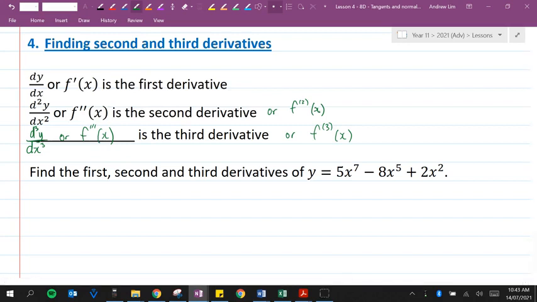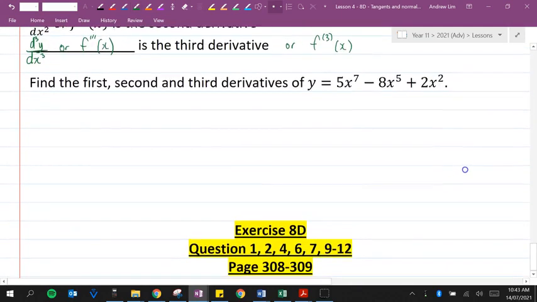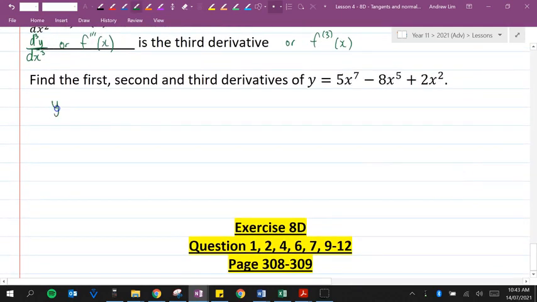All right, so we're going to find the first, second, and third derivatives of the function y equals 5x to the power 7 minus 8x to the power 5 plus 2x squared. So y dash, actually let's use dy/dx. dy/dx is equal to 35x to the power 6 minus 40x to the power 4 plus 4x. That's the first derivative.